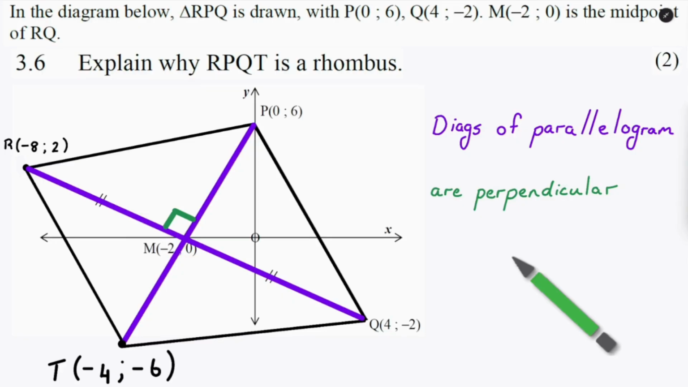We can also prove that adjacent sides are equal, but that's a very long way around, especially for 2 marks. And you'll simply be awarded one mark for the diagonals of a parallelogram. That word has to be there. You cannot say quadrilateral. And the second mark comes from saying are perpendicular.